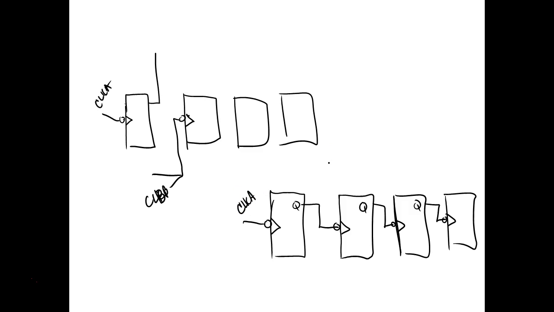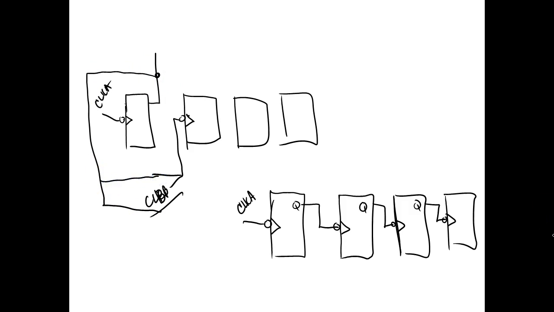Now what they did on the 7493 and the 7490 and the 7492 is they did not connect this clock right here. So what we're going to have to do externally is put a jumper between this clock input and the clock B input.